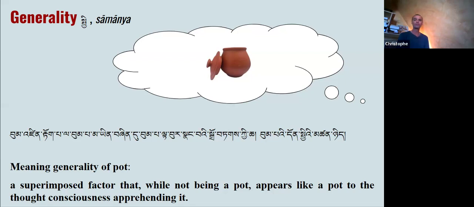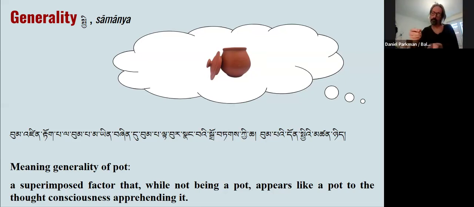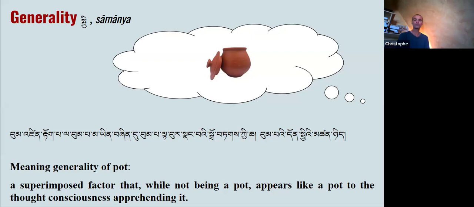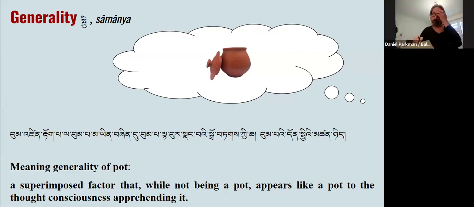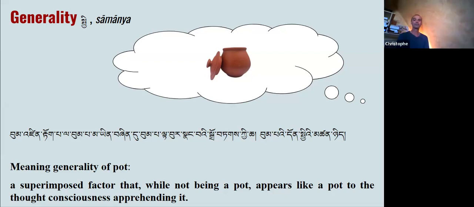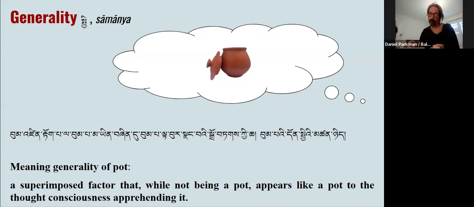Because when you think about your shoes, you correctly think about your shoes, but what is the appearing object to the thought consciousness? The meaning generality of your shoes. And the meaning generality of your shoes is not your shoes because? It's a conceptual image. Yes, exactly. And your shoes, they are not a conceptual image. They are not because?